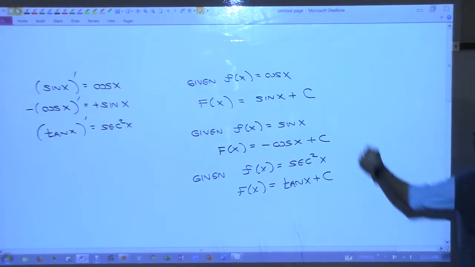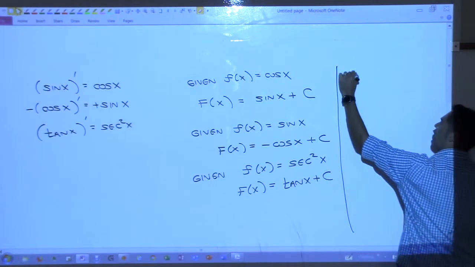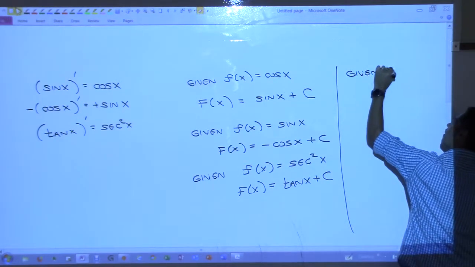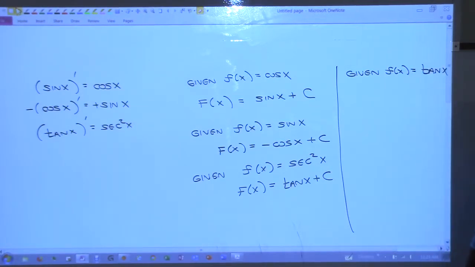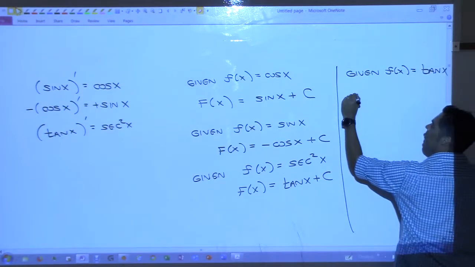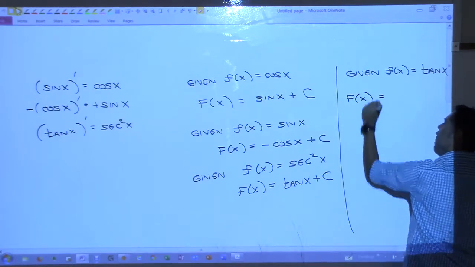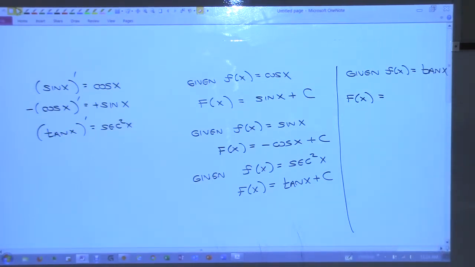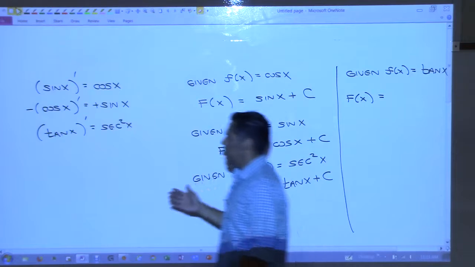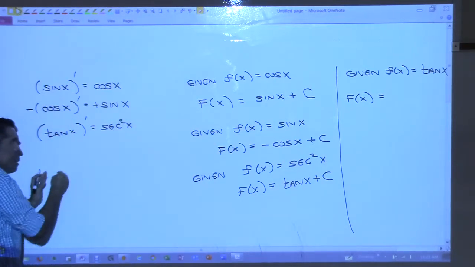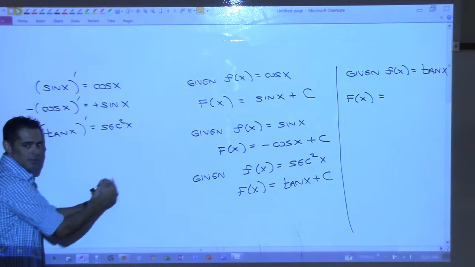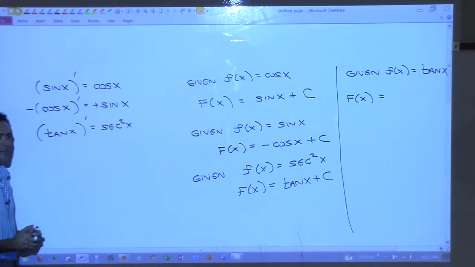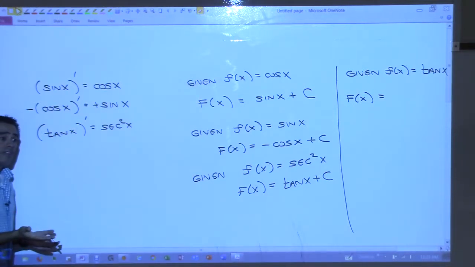But let me ask you this. What if we're given that our little scalar function is tangent x? Then what is capital F of x? So when we were in Cal 1, did we ever have something that when we took the derivative we got tangent? Just tangent. It's sine over cosine, isn't it? Was it? Oh, no, that's not. No, sine over cosine is tangent.